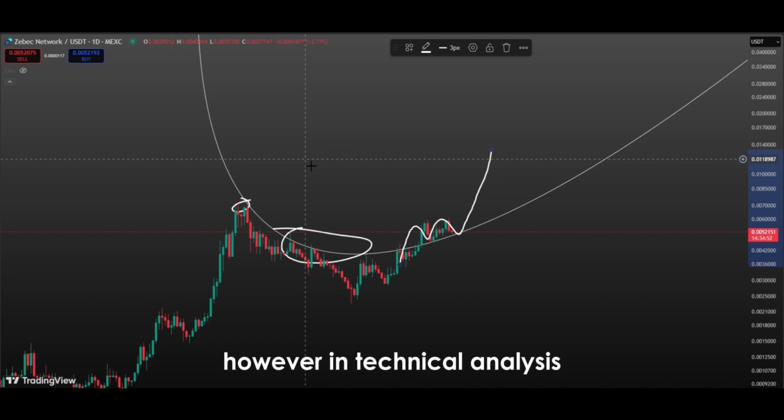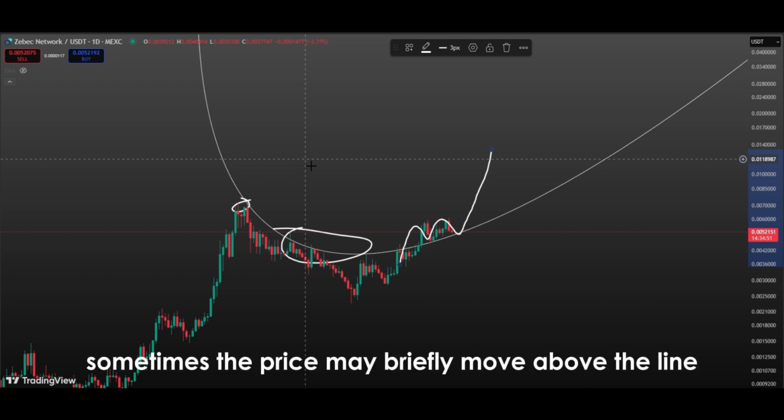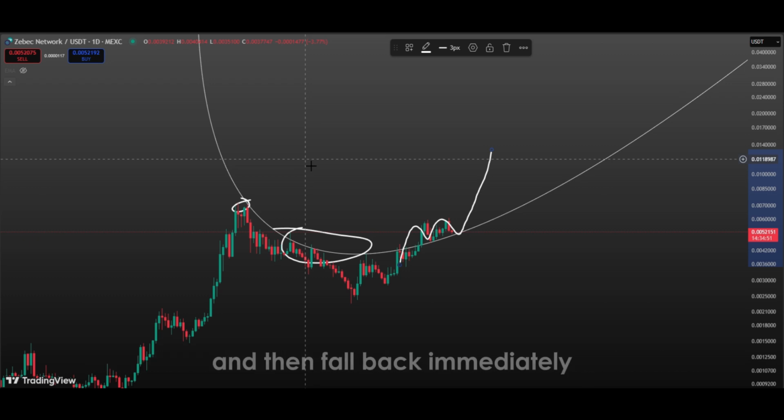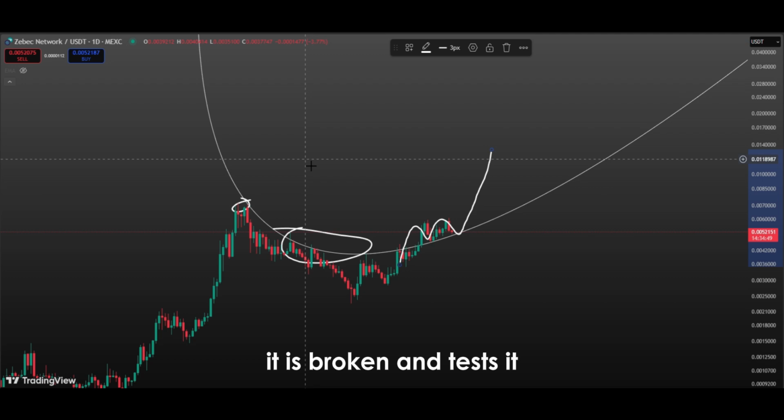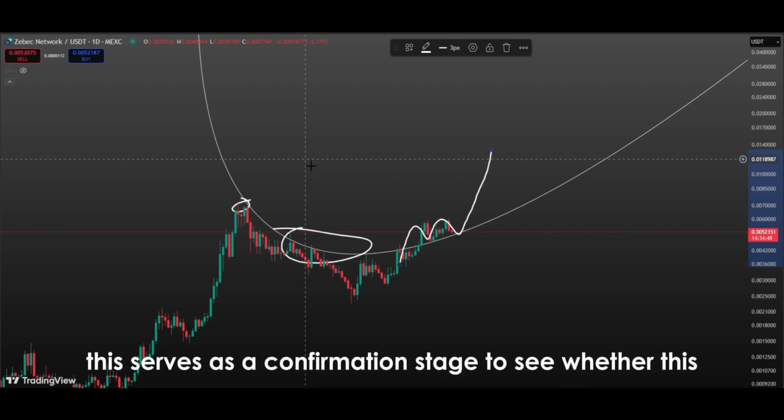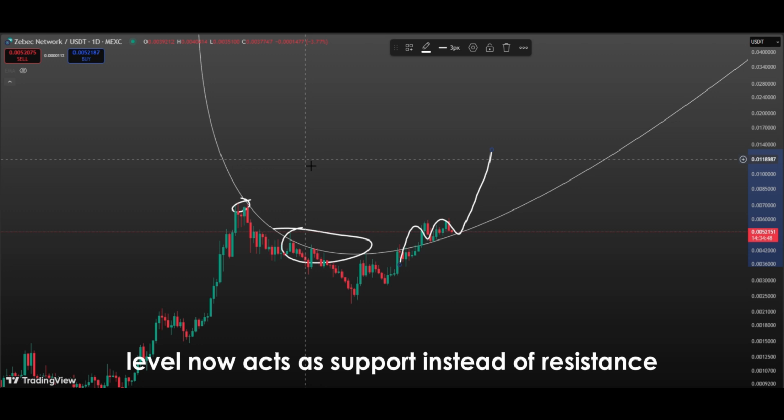However, in technical analysis, breakouts alone are not enough. Sometimes the price may briefly move above the line and then fall back immediately. This is why the retest phase after a breakout is so important. A retest means that the price returns to the important level it has broken and tests it. This serves as a confirmation stage to see whether this level now acts as support instead of resistance.